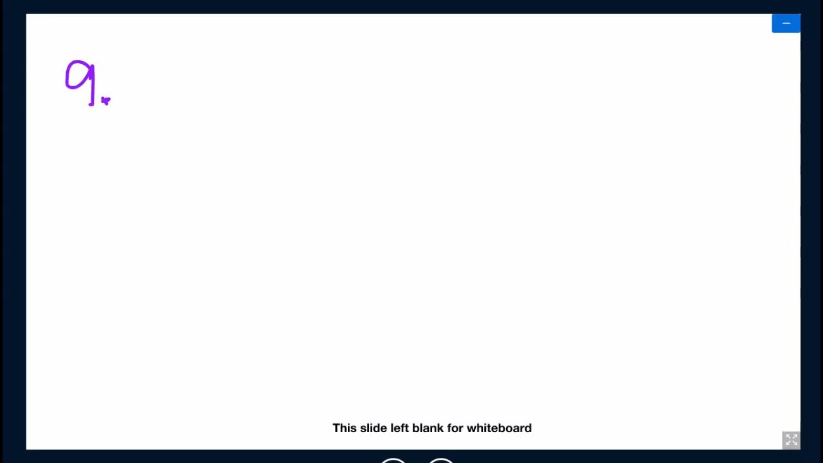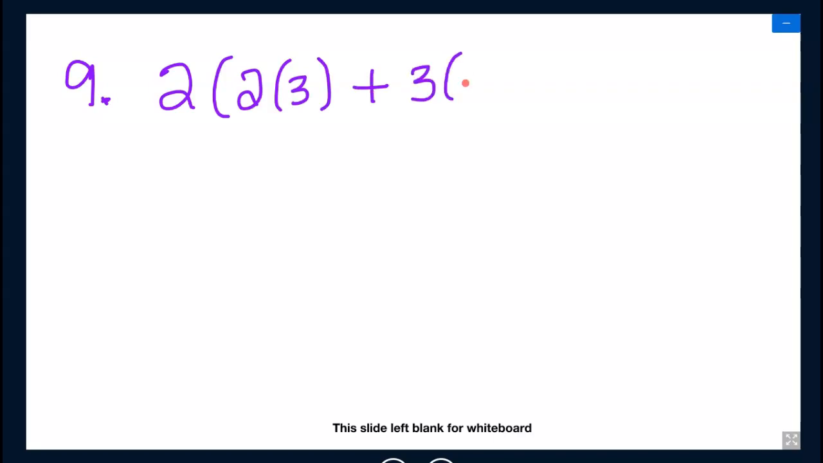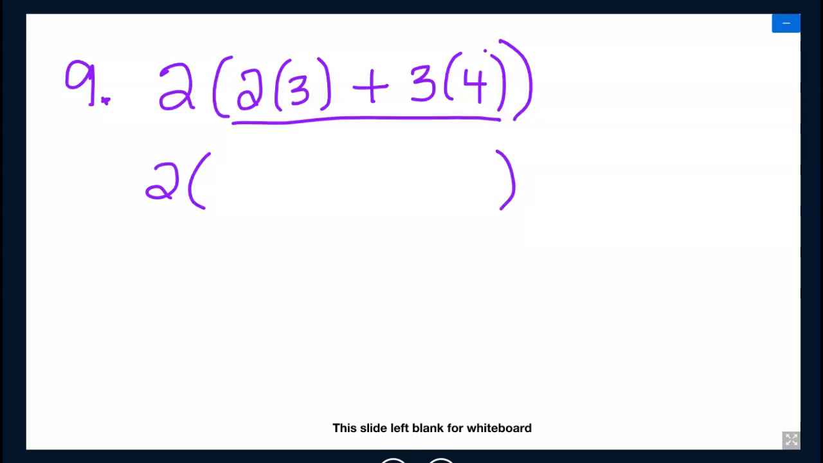Last one that we had to do, number 9. X is 2, 2 times y, which was 3, plus 3 times z, which was 4. So what do I do first, Logan? Yeah, so I'm going to solve inside those parentheses, right? So if I'm solving inside my parentheses, what do I have to do first to kind of simplify that? What am I going to do first?